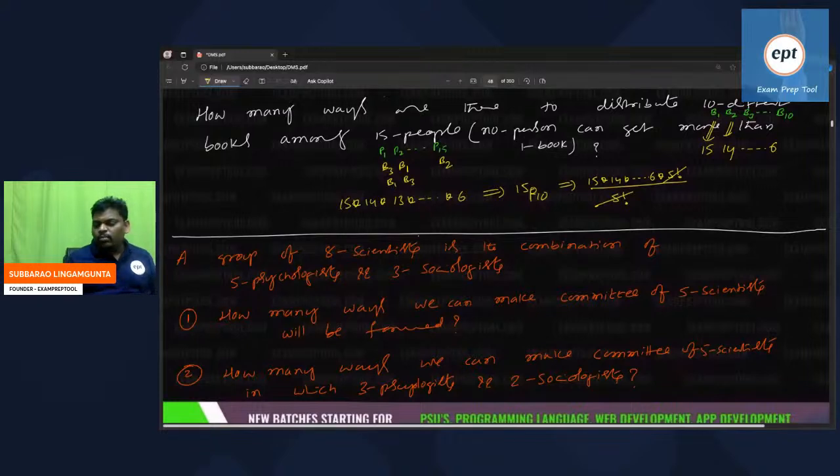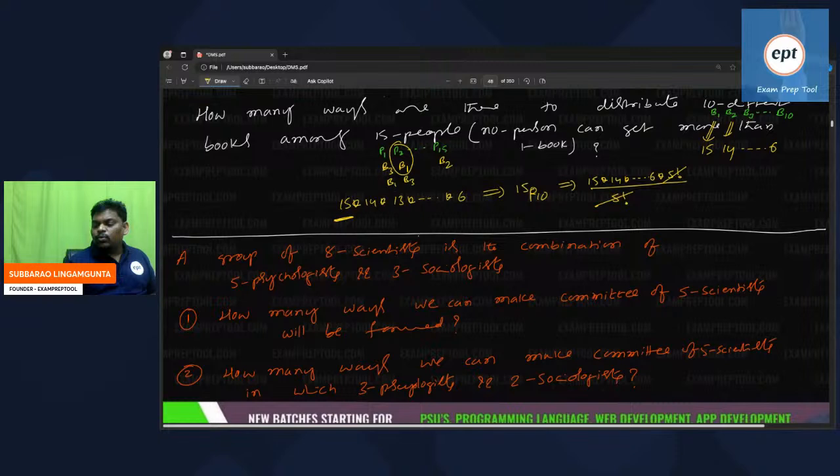So please try to remember. Initially I misunderstood, so please be careful. How many ways are there to distribute 10 different books among 15 people? 15 people P1 to P15, 10 books B1 to B10. Where can book B1 go out of 15 people? Anywhere. Assume that B1 went to here. So the possibilities for B1 are 15.